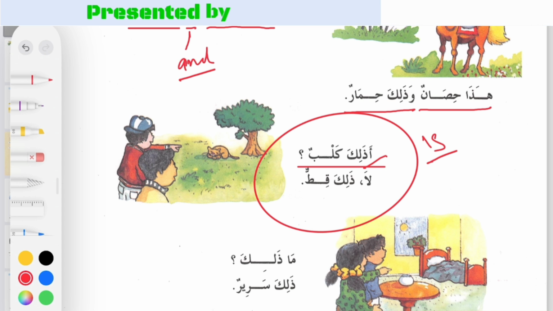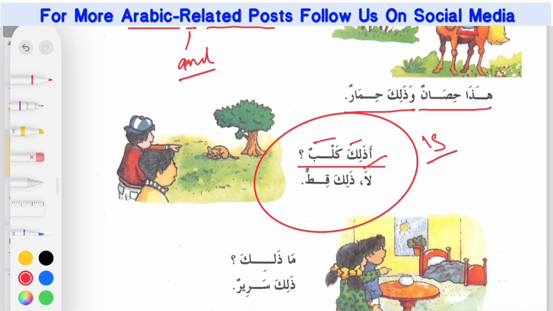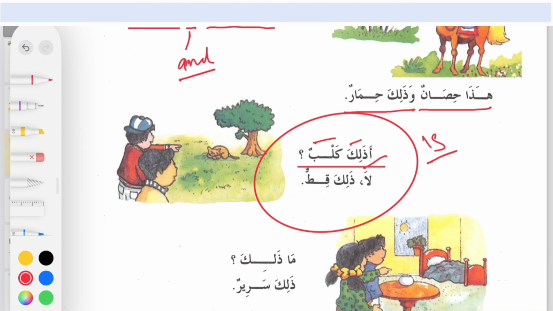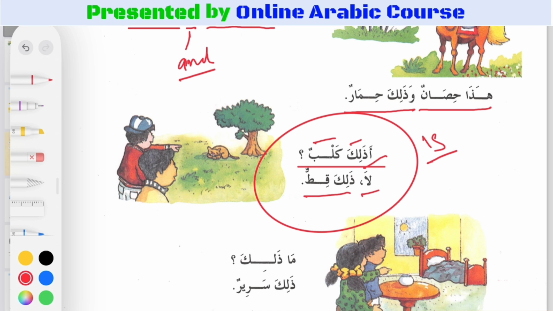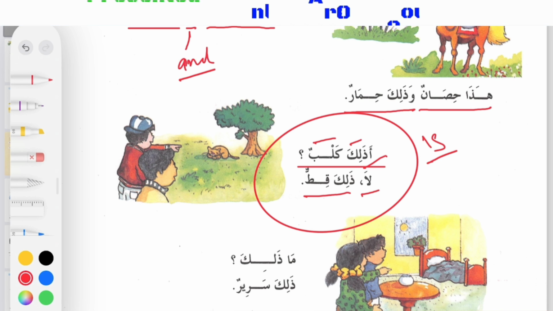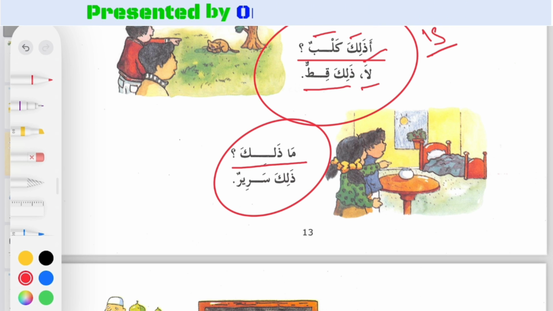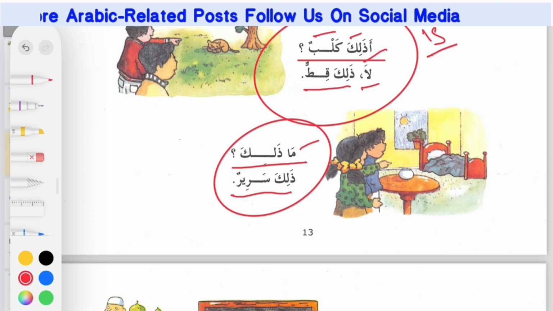Alright, so a dhalika kalbun. Is that a dog? Dhalika, that, kalbun, a dog. A dhalika kalbun, is that a dog? The answer is la, dhalika qittun. La, no. Dhalika qittun, that is a cat. No, that is a cat. And then ma dhalika. Ma means what. Ma dhalika, what is that? Dhalika sarirun, that is a bed.